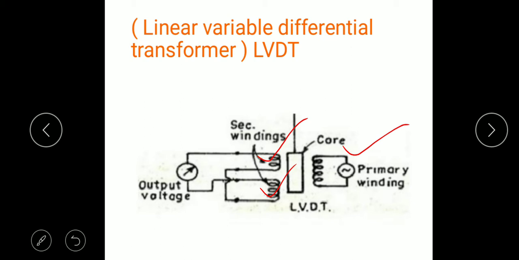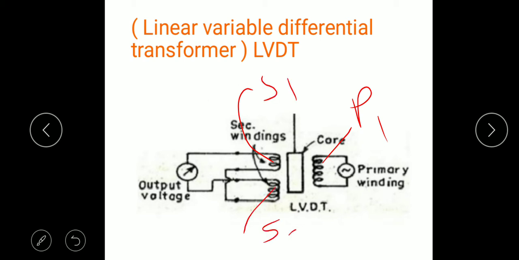So I will give the names to this. Primary winding means P, and that primary winding is only one, that's why P1. For the secondary winding I will give the name again. For the first winding I will give secondary means S, and for the first S1. For the secondary second winding I will give the name S2. Okay, this way I have the one primary winding P1 and two secondary winding S1 and S2.